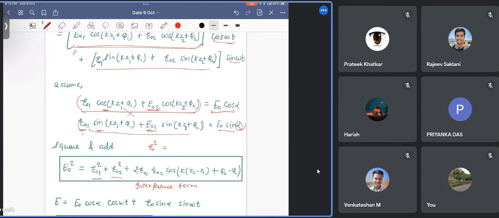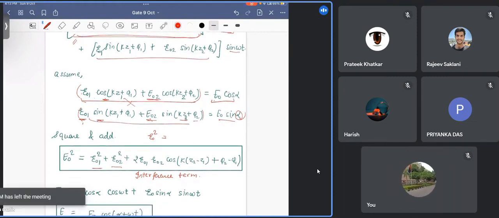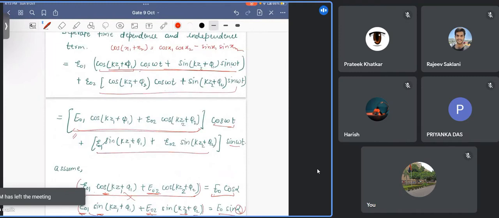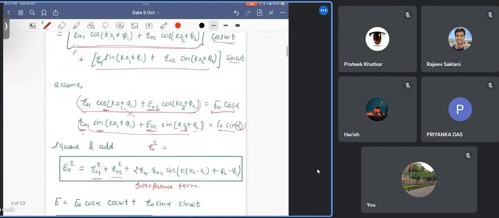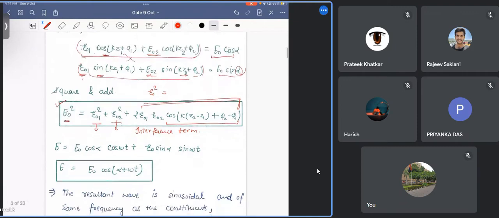E01 E02 cos(kz1 + phi1) sin(kz2 + phi2). Similarly, this term. And then we apply this identity for cos of x1 plus x2, so we combine this term. So this is the term that comes after superposition of these two waves. The resultant amplitude E0 of these two waves is the combination of the amplitude squared of the first wave, the amplitude squared of the second wave, plus this cross term. This cross term is responsible for the interference phenomena that we see.